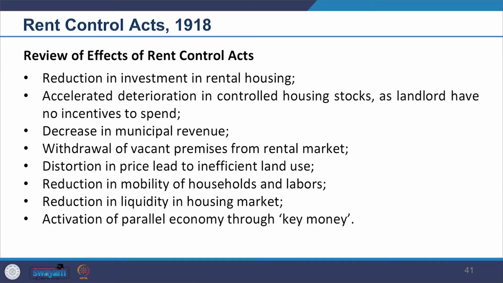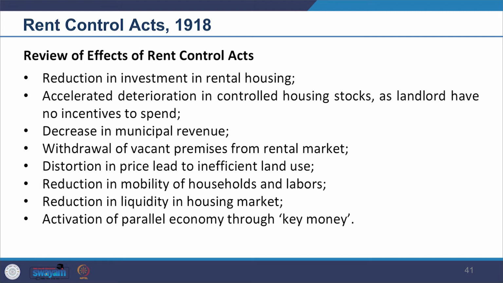A review of the effects of the Rent Control Act indicates that, because of this Act, there was a reduction in investment in rental housing. So, these are some of the negative impacts we see. It accelerated deterioration in the controlled housing stocks, as landlords have no incentive to spend. So, we see the quality going down. There was a decrease in municipal revenue. We further see there was withdrawal of vacant premises from the rental market, as well as distortion in the price, which led to inefficient land use.